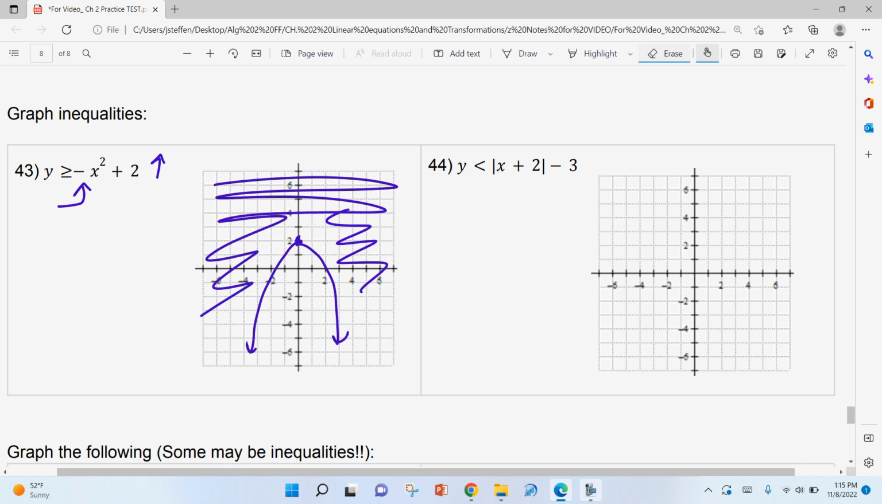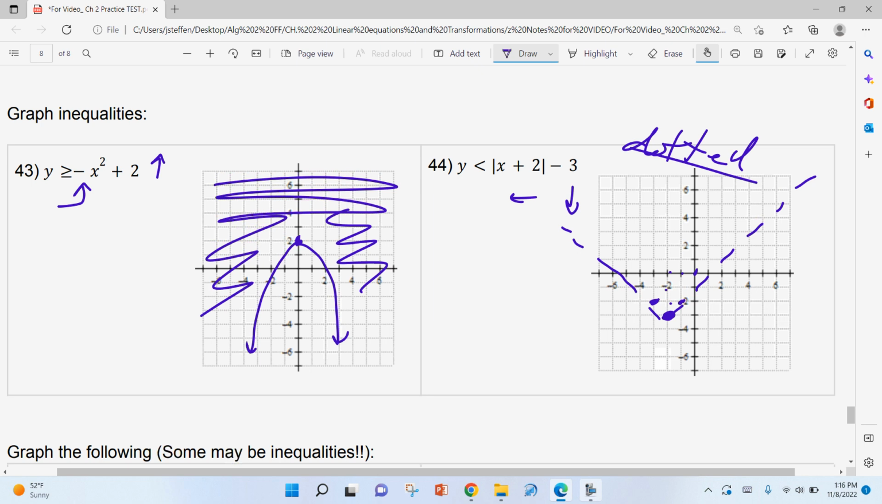So number 44, we go to the left 2, down 3. So from here we go left 1, 2, down 1, 2, 3. Then it doesn't open downward. The slope is 1, so up 1 over 1. So this, oh, and it's dotted. That was close. I always forget that on these, so I always label it. That way if I do forget, that's fine.